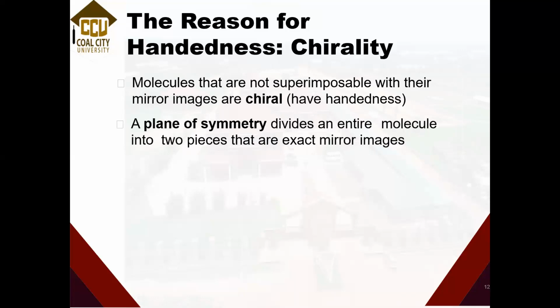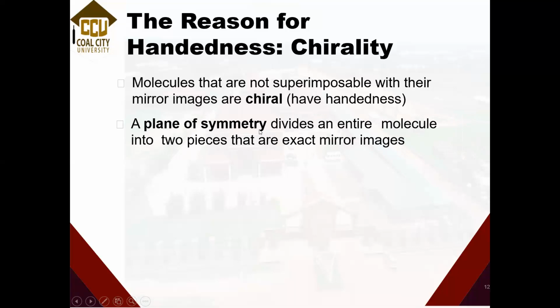A plane of symmetry divides an entire molecule into 2 pieces that are exact mirror images. Don't forget, earlier I told you that for us to have what we call handedness or chirality, technically we are saying that the molecule, or that object, whatever case it may be, does not have a plane of symmetry. Once it has a plane of symmetry, then it is not possible to have this property, which we are now referring to as chiral.